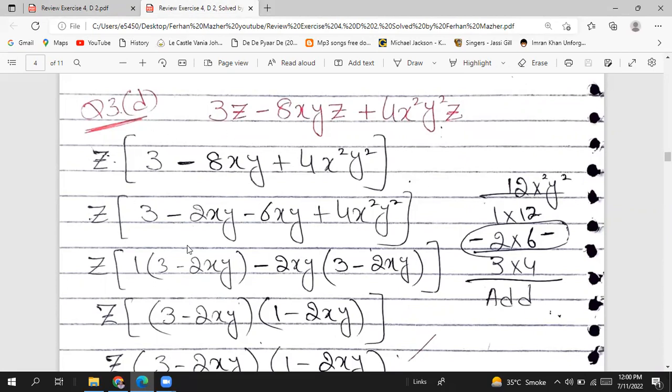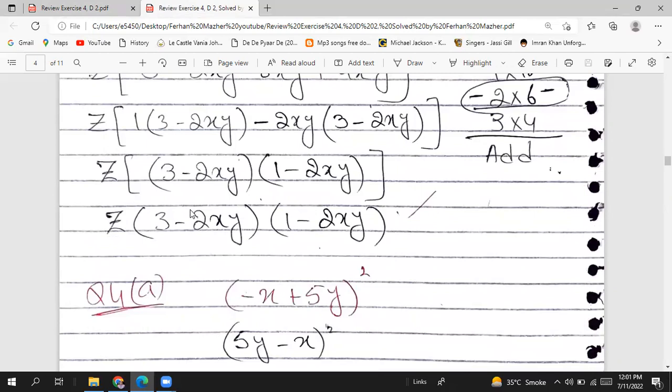From the first two terms, 1 is common. Put a bracket here, 3 minus 2xy. From the last two terms, minus 2xy is common. So when you divide minus 6xy with the minus 2xy, you get 3. When you divide 4x squared y squared with the minus 2xy, you get minus 2xy, and bracket close, square bracket close. So inside the square bracket, you can see there are two terms, and in them, there is a bracket common. And that bracket is 3 minus 2xy. Take that bracket common. So from here, you are left with the 1. So write it here. From here, you are left with the minus 2xy. Square bracket close. Okay. Now, you can see this has been factorized.